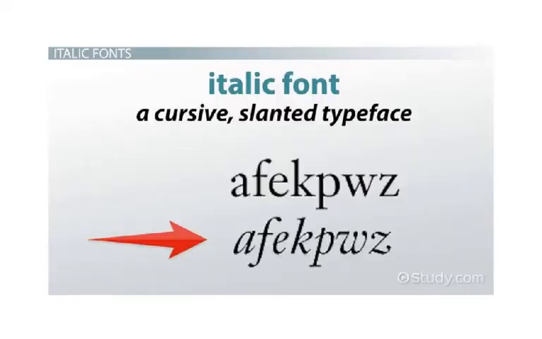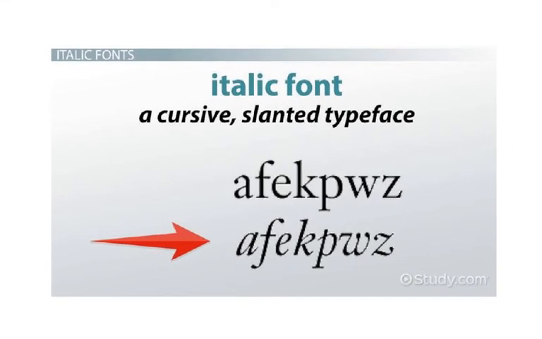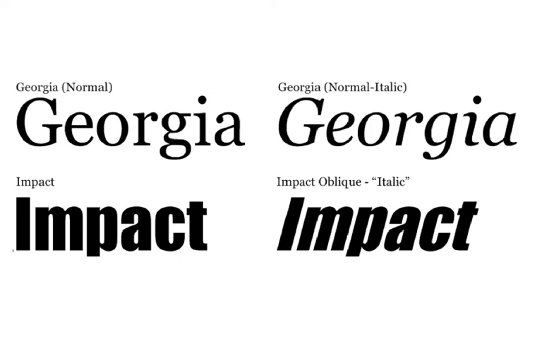Now, I just want to educate you a little about the italic font. It's a cursive, slanted typeface. So what we have to understand is a cursive slanted typeface. Now this is the normal one, but when you write it slightly like this, then this is called the italicized font. Similarly, you can see here we have the normal one, then we have the normal italic, then we have another font, Impact, and then this is the Impact oblique italic. So italics is a font, and you can have these different italic fonts, but I just want you to know what it is. I just want to educate you about this, that there are different types of fonts.